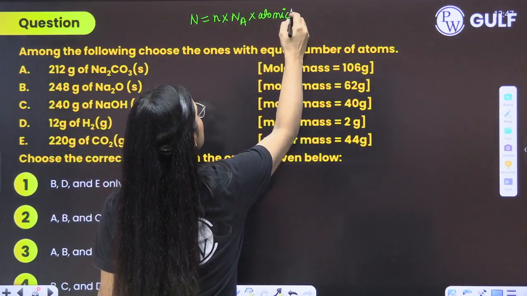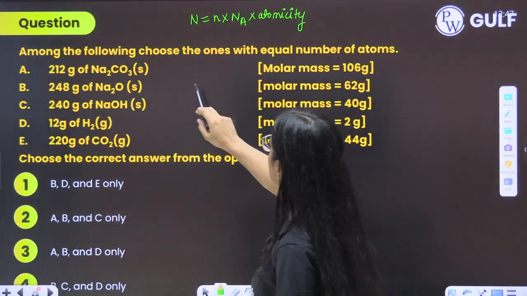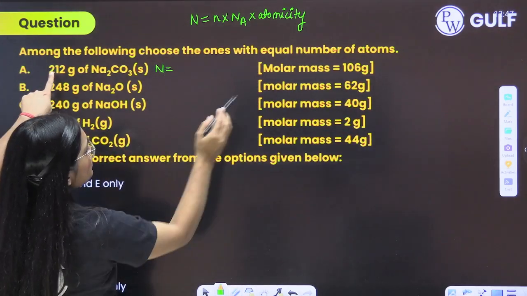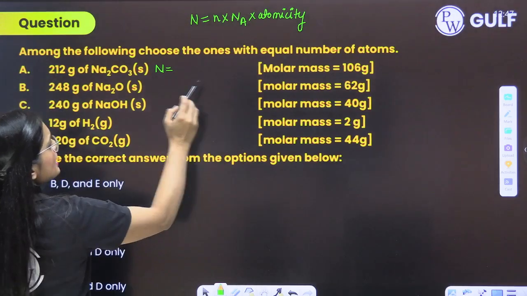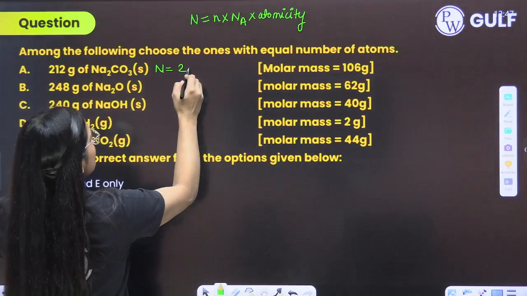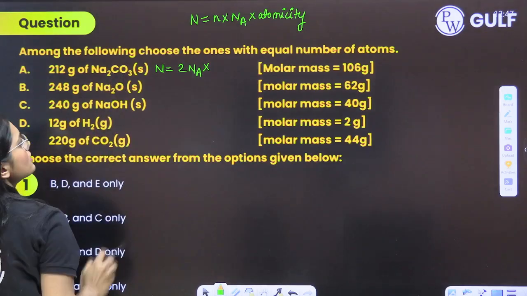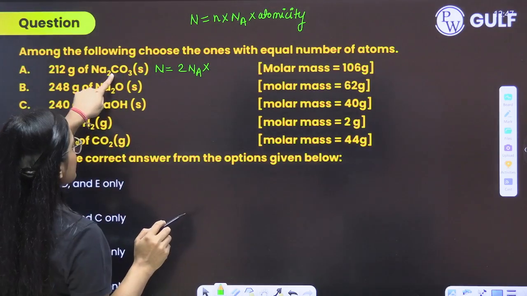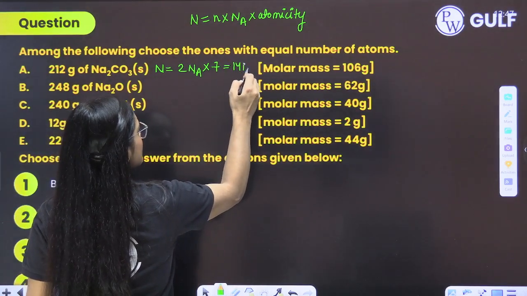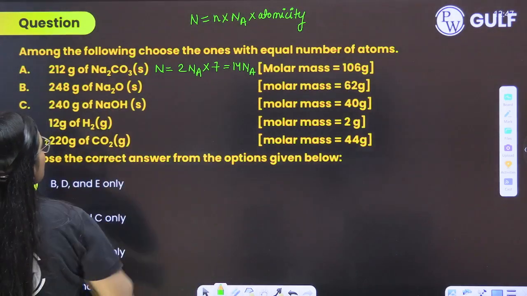If I talk about the first one, if you calculate n for this one, n here would be 212 divided by 106. 212 divided by 106 is 2 times. So 2 Na into atomicity, here 2, 3 and 4, 7. 3 atoms here and 3 times... that is 14 Na. Okay. After that we have 248 gram of Na2O.